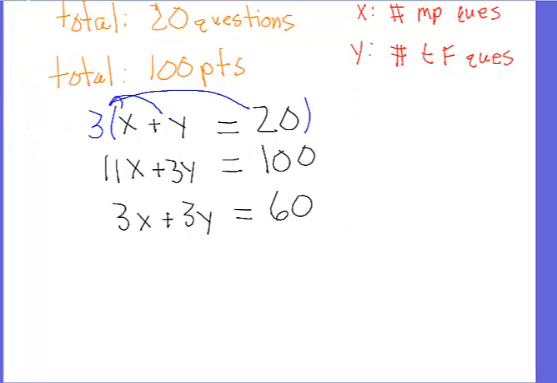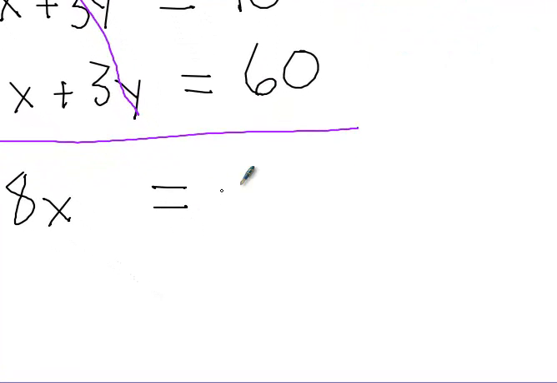So now we're going to be working with these two equations. 11x plus 3y equals 100, 3x plus 3y equals 60. All right? And we know that our y's have the same number. They're both 3 and 3. All right? And if you remember from the first thing, if they have the same sign, you subtract. So it's going to be 11x minus 3x gives us 8x. Okay? 3y minus 3y cancels. 100 minus 60 is 40.